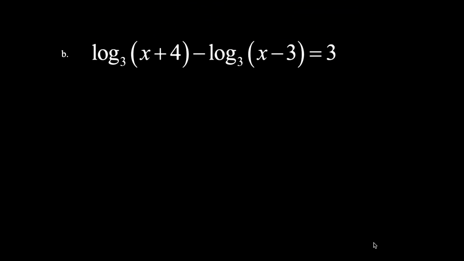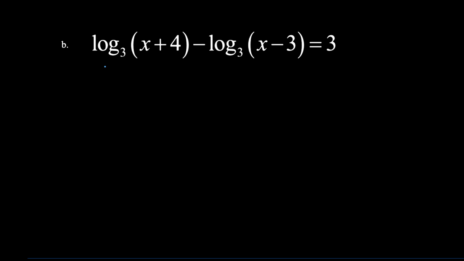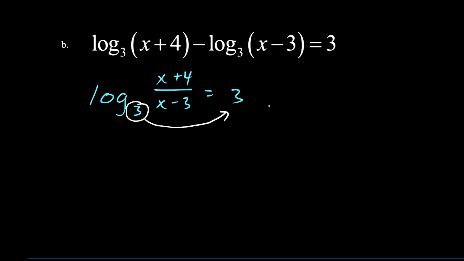All right, next up, we see we have logs on one side equals a constant, so we're just going to simplify this left-hand side. And if I see subtraction, we're going to write this as a quotient. So log base 3 of x plus 4 over x minus 3 equals 3. Now, once we do this, notice that we can use our log loop. That 3 to the third power is going to equal the argument, x plus 4 over x minus 3.